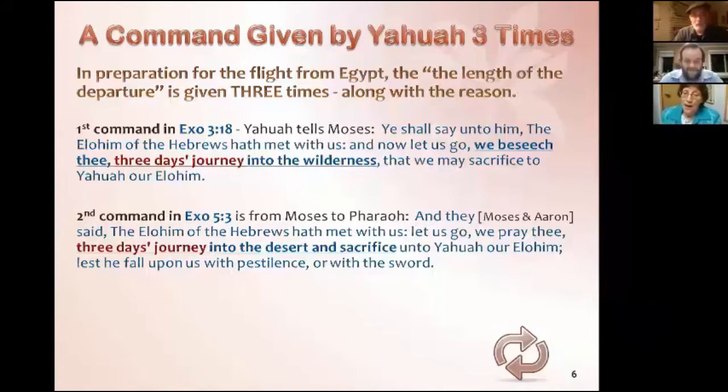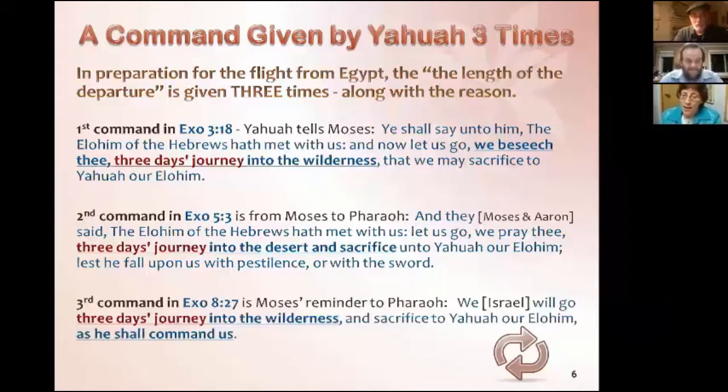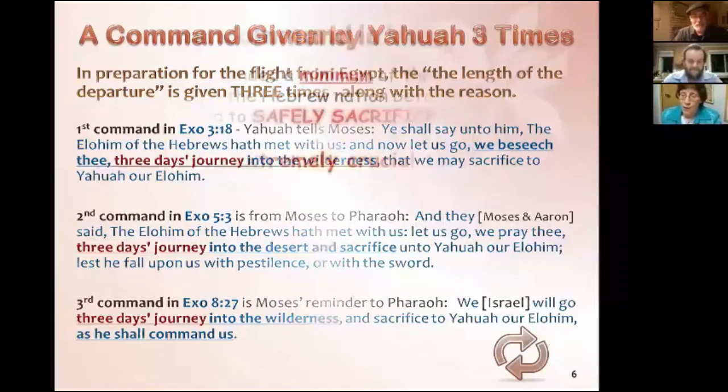The third command is found in Exodus chapter 8, verse 27. And here is Moses. He has a reminder to Pharaoh. He's telling him, we will go. He's not asking him anymore. He's saying, we will go 3 days' journey into the wilderness and sacrifice to Yahuwah our Elohim as he shall command us. So I want you to remember the 3 commands are in Exodus chapter 3, chapter 5, and chapter 8. 3 different places. There was no reason for the Pharaoh to not understand this.